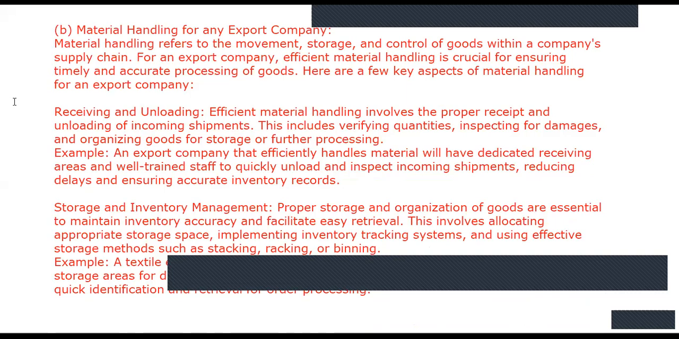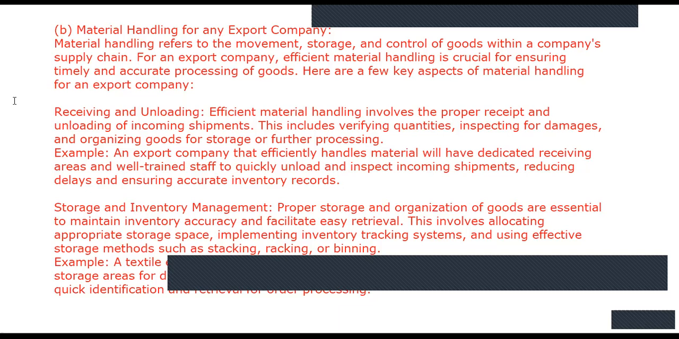Number one, receiving and unloading. Efficient material handling involves proper receipt and unloading of incoming shipments. This includes verifying that the quantities received are as purported, inspecting for any damages, and organizing the goods for storage or for further processing. For example, an export company that handles materials efficiently will have dedicated receiving areas and well-trained staff to quickly unload and inspect incoming shipments and reduce delays by ensuring there are accurate inventory records.